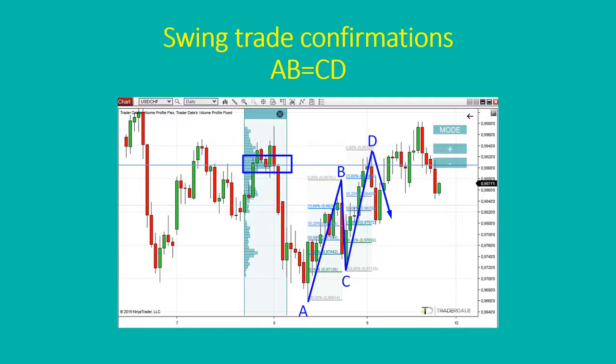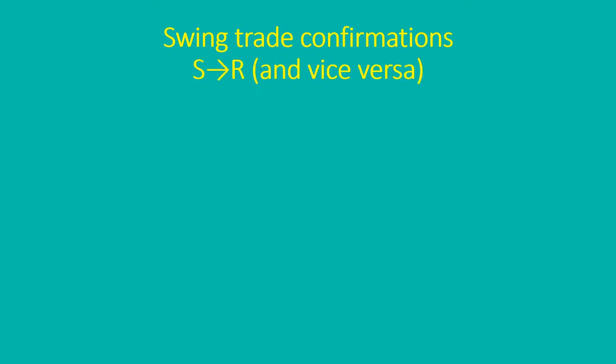All right, so that's for the ABCD confirmation. You won't see confirmation like this that often, so it's a bit rare, but when you find a volume profile level combined with an ABCD level, then it is a very strong level to trade from. All right, so let's go into another swing trade confirmation which you can use. I really like when I see this one.